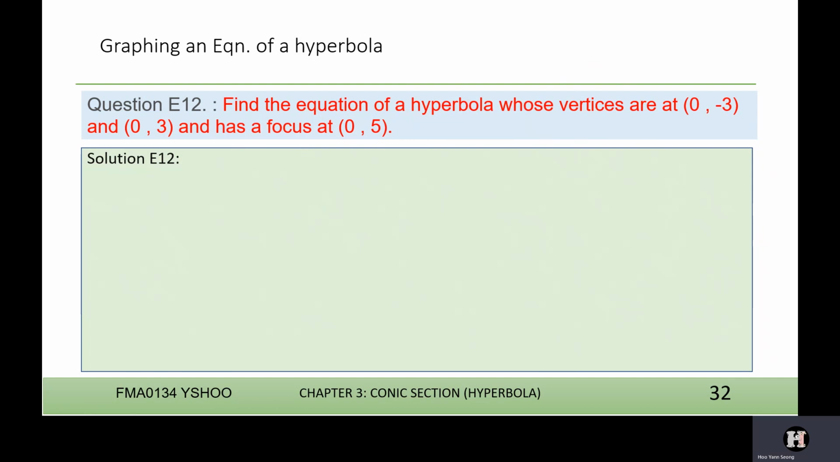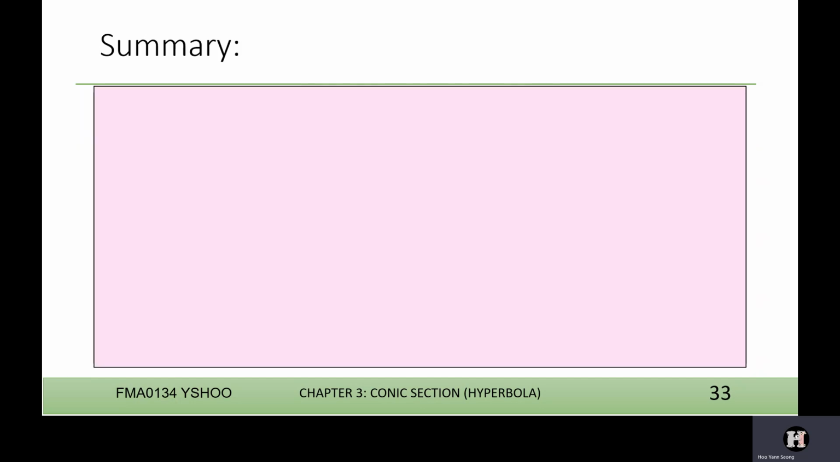Okay, and then we have question 12. Find the equation of a hyperbola whose vertices are at (0, -3) and (0, 3) and has foci. This one is almost like the first one of this type. So first thing you sketch it. Okay, so (0, -3), (0, 3), then you have (0, 5). So from here you can roughly guess this one must have x in front, and then you calculate the a, then this is the c.